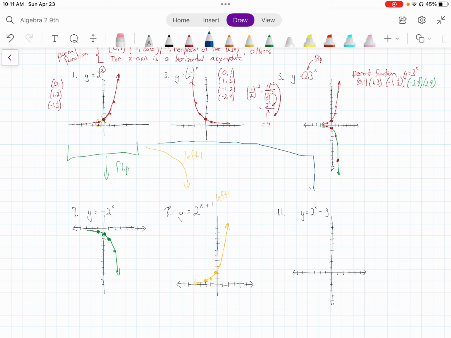And then the next one, what are we going to do here? Well, this has a -3 outside of the exponential, so this is going to go down 3. So we're going to move all those points down 3. I'm going to go ahead and put those points here again. There's our 0, 1, 1, 2, and -1, 1/2. Here would be our parent function. So we're going to move all those down 3.